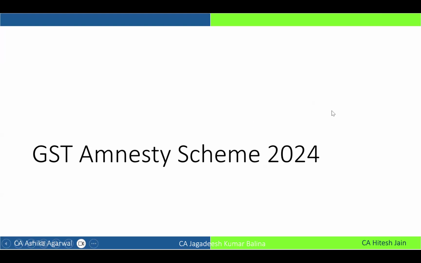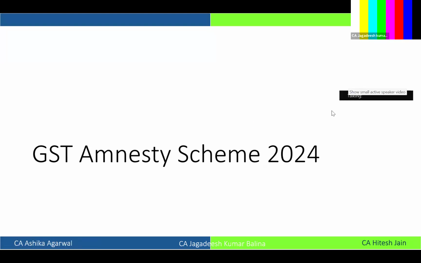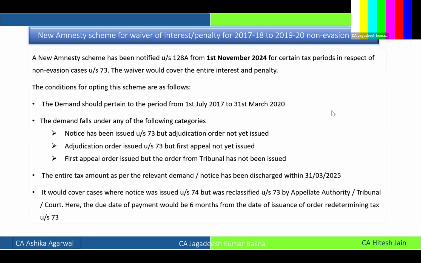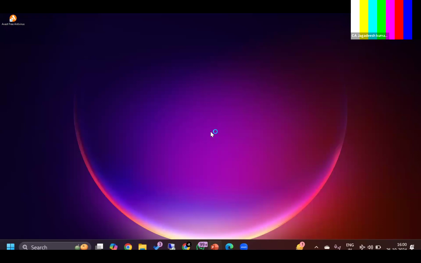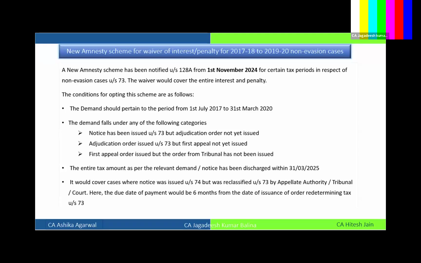Yeah, it's visible. Yes. So the most awaited scheme, which was proposed in the Finance Bill 2 of 2024, is the GST Amnesty scheme. So what is this GST Amnesty scheme? It is giving one-time relief to the taxpayer with respect to a waiver of interest and penalty for certain tax periods.